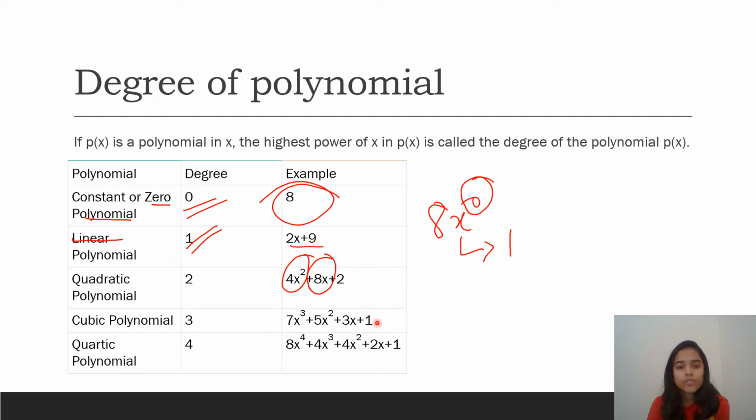Similarly, if you go for a cubic polynomial, here the highest power of x is 3. So the degree of the polynomial is 3. And in a quartic polynomial, the degree is 4 because the highest power of x is 4.